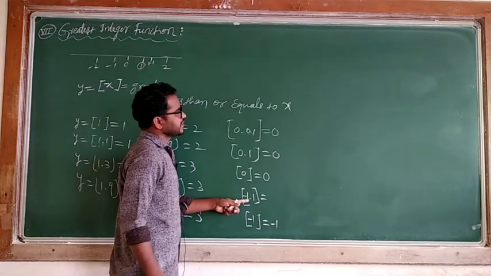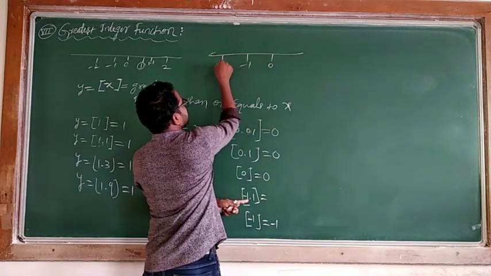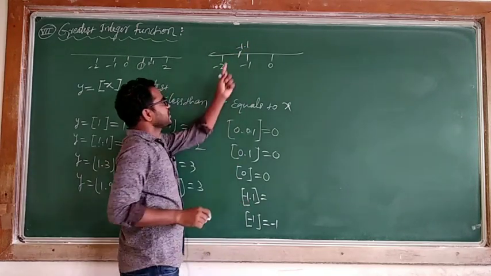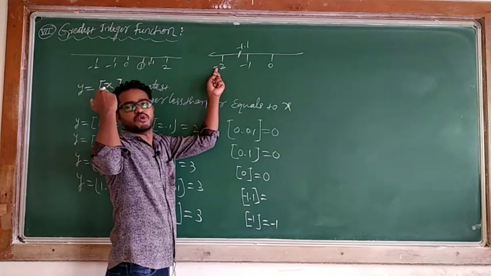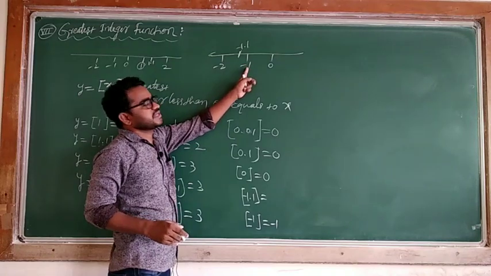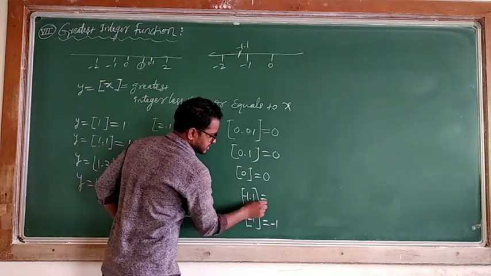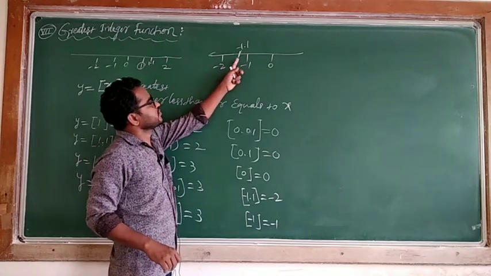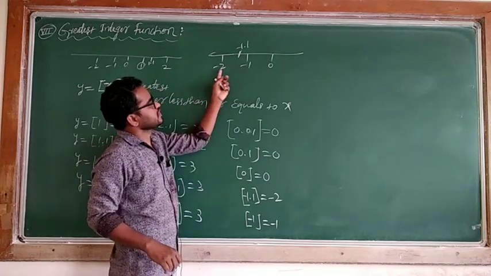In the case of minus 1.1, 0 will be here and minus 1 and minus 2. Minus 1.1 will be here. Its lesser integer is minus 2. In the case of minus numbers, you take the lower number. Minus 1 is more than minus 1.1, and the integer lesser than minus 1.1 is minus 2. So I can say here in this case minus 2, because minus 1.1's lesser integer is minus 2. From minus 2 to minus 1, you will get minus 2.